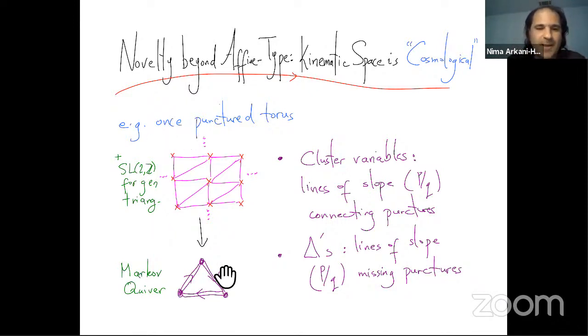The corresponding quiver is extremely simple and famous. It's known as the Markov quiver. So here's a triangulation of the once punctured torus where I've opened up, unwrapped the torus. The variables that you see in the triangulation are associated with lines of slope p over q in lowest terms, connecting the punctures. The deltas, that are the closed loops on the surface, are just lines of slope p over q that miss the punctures. So we have the same number of them.